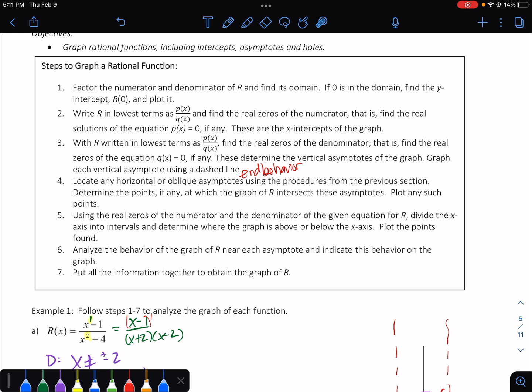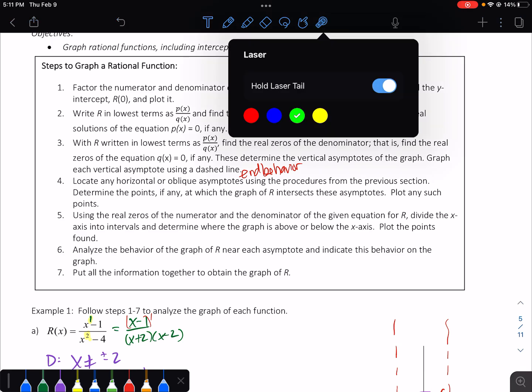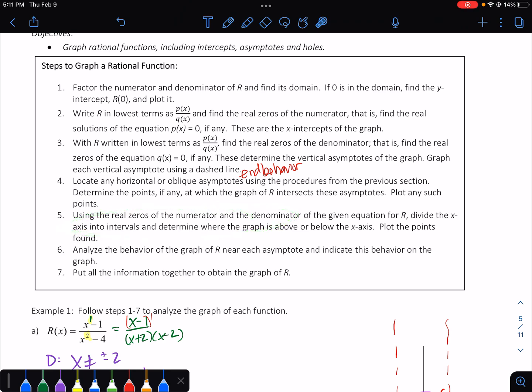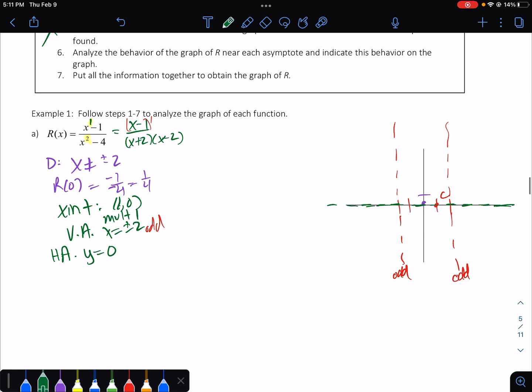So then if we look at, let's see here, what number were we on? 5. Use the real zeros in the numerator and the denominator of the given equation, divide the x-axis into intervals and determine where the graph... Oh, I actually do this part differently. So this is where I use if it's even or odd. Okay, so this part I don't actually use. You could still use it, I just don't love it. Okay, so what happens is that we're going to use the fact that we've got 3 portions of this graph. This portion to the left of the vertical asymptote, this portion in between the vertical asymptotes, and this portion to the right of the vertical asymptote.